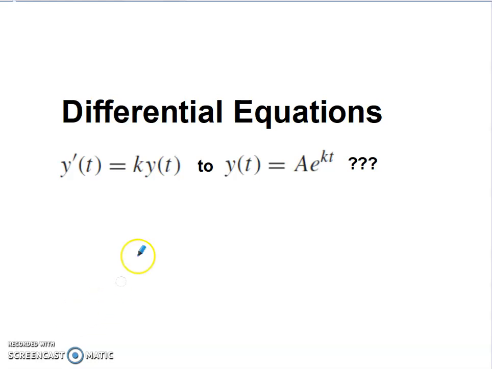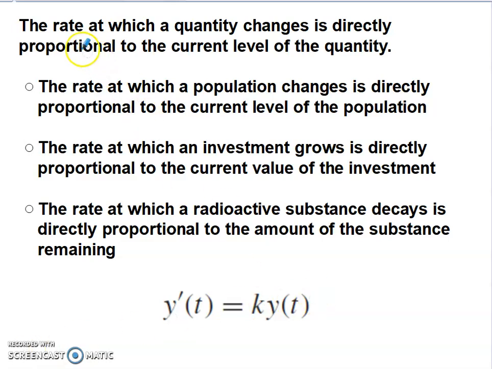So let's go ahead and talk about where this differential equation arises from in the first place. If you make this assumption, the rate at which a quantity changes is directly proportional to the current level of the quantity, that arises in this differential equation. Keep in mind, a derivative y prime with respect to time is a rate of change over time. So if a rate of change is something else in math, it's equal to it.